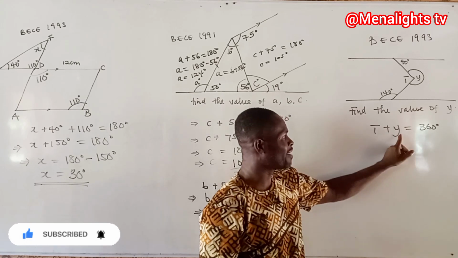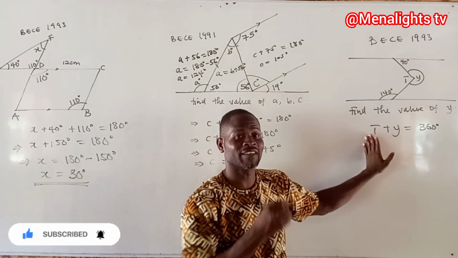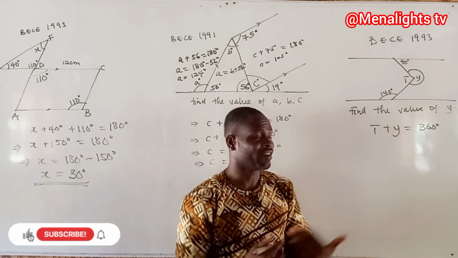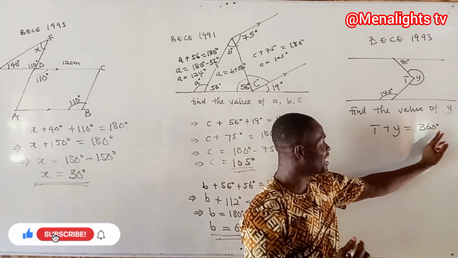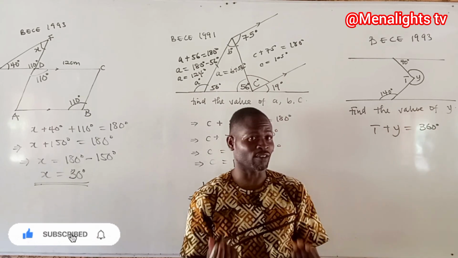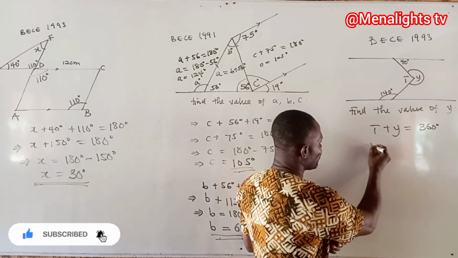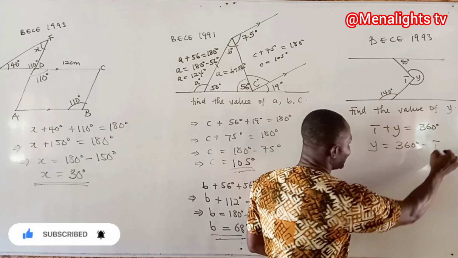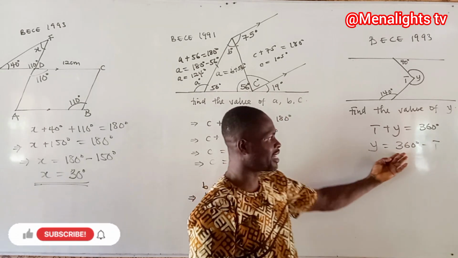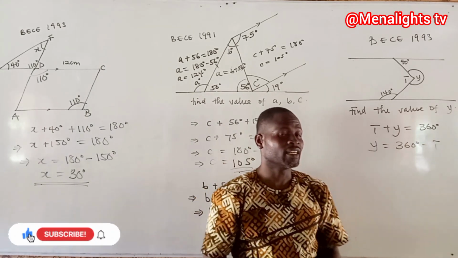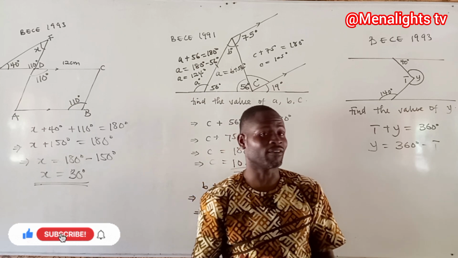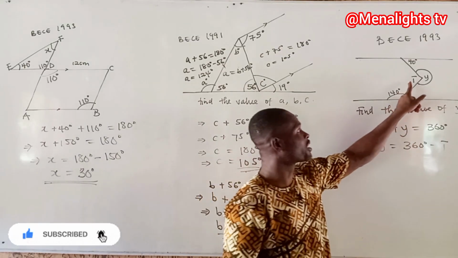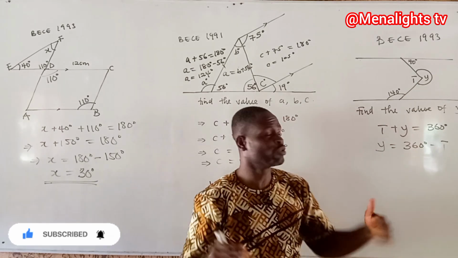So for us to find the value of y, first of all, you have to know the value of t, the value of the angle at t. Then we subtract it from 360 degrees to get the value of y. So you can say that y is equal to 360 degrees minus t. Now, how do we find the value of the angle at t? So what I'm going to do is clean this t and divide it into 2.